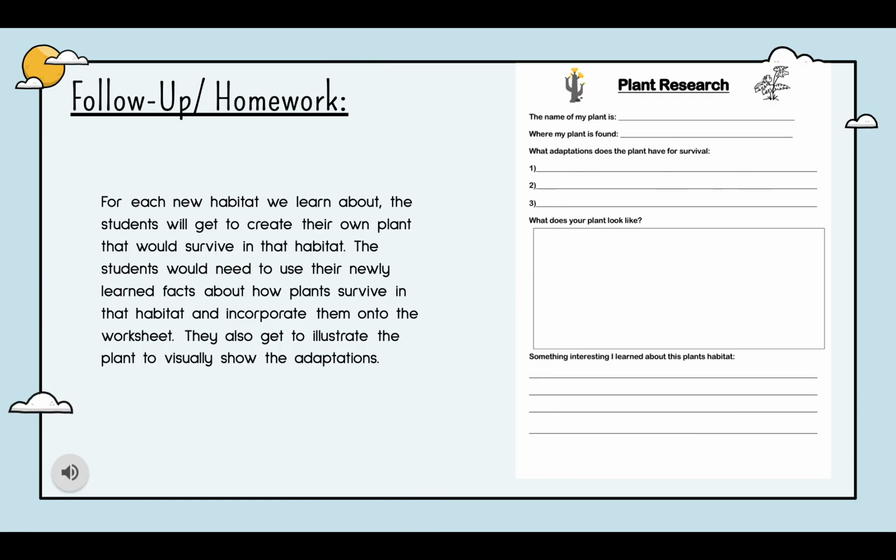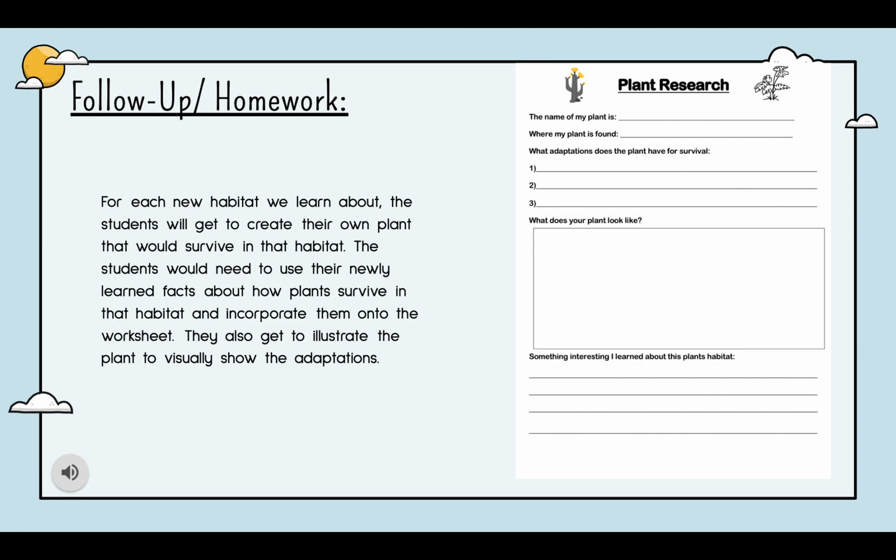Our follow-up homework: for each new habitat we learn about, the students will get to create their own plant that would survive in that habitat. The students will need to use their newly learned facts about how plants survive in that specific habitat and incorporate them onto the worksheet. They also get to illustrate the plant to visually show the adaptations and that they understand the adaptations that help them survive in this environment.